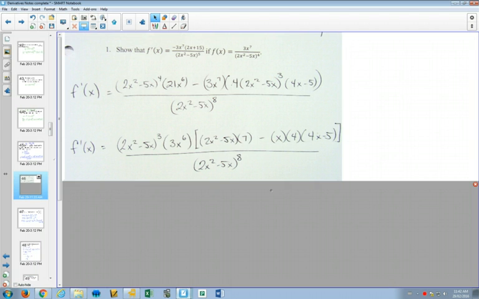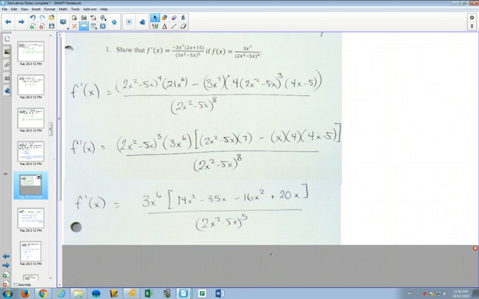Now with the to the power 3 and the power 8, those are going to simplify, and I'll just be left with 2x squared minus 5x to the power 5 on the bottom. And I still have the 3x to the 6th on the top. What I decided to do was multiply what I had left on the inside of those brackets to see if I could combine some like terms. Maybe it would simplify further.